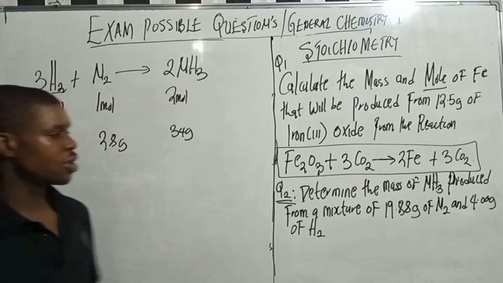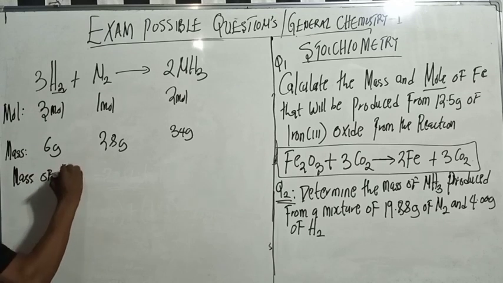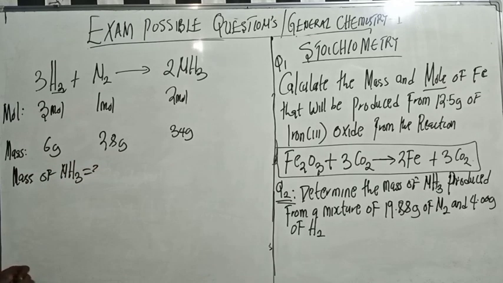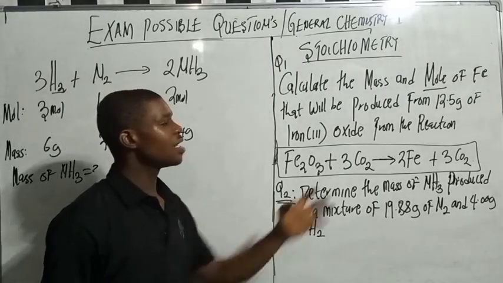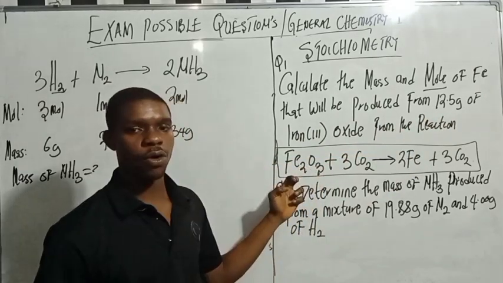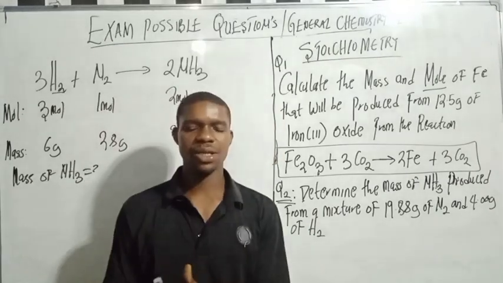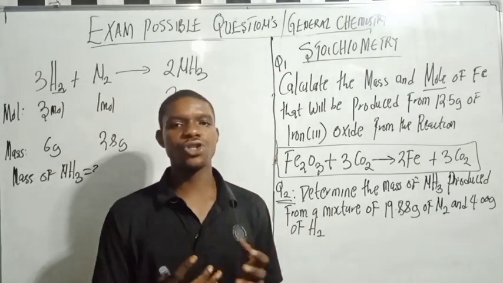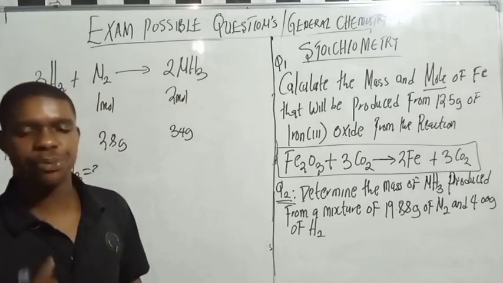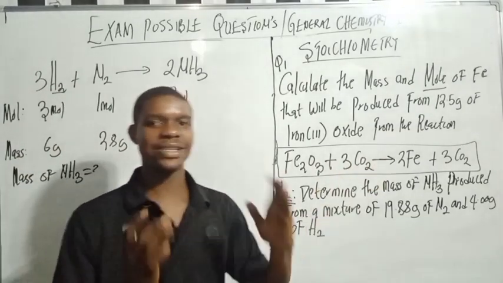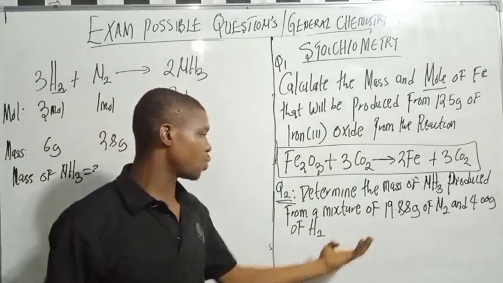Now, from the question they're asking about the mass of NH3 produced. We are being given the mass of H2 and the mass of N2. Do you understand? In the first example, only the mass of one of the reactants was given to me, but here the masses of 2 reactants were given to me. That is not a problem. I'm going to use the mass of N2 and H2 to calculate the mass of NH3 using the same procedure I did in the first one. That is the reason why I say you should understand that first one I've done here. That will give you a clue on how to solve this one.